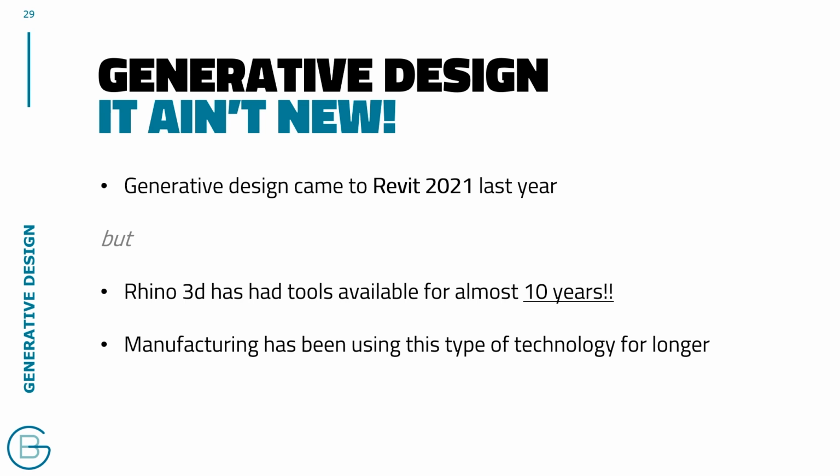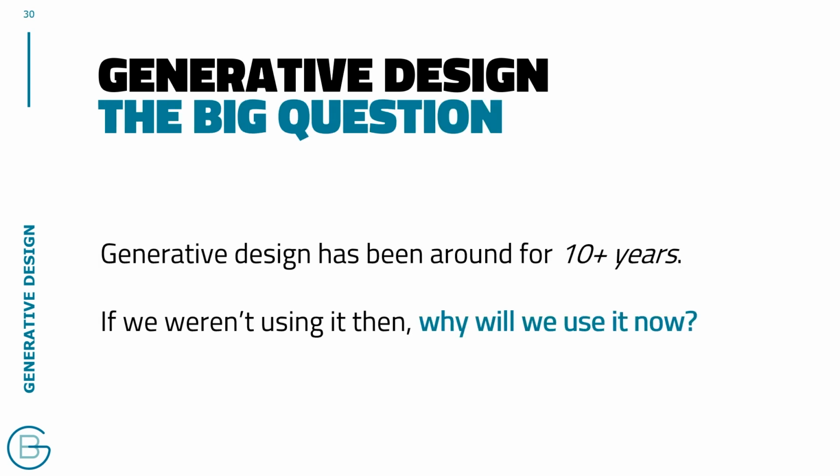So generative design itself came to Revit 2021 near the end of last year, but it's important to note that Rhino 3D has had these types of tools available for almost 10 years, which really leads me and probably anyone else to ask the question: if we haven't embraced this, as a firm, as a person, as an industry, will it change just because Revit got a new tool? I'd say in a lot of cases probably not, but at the same time it does lend the question that maybe there are some things that might make us consider it.